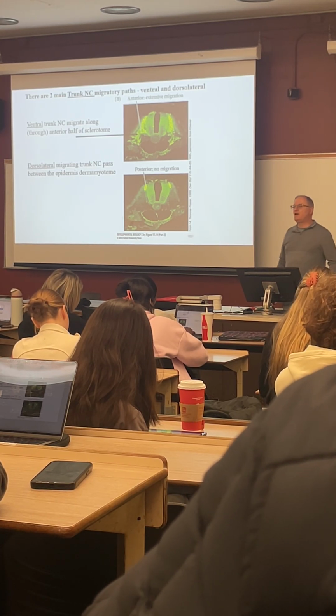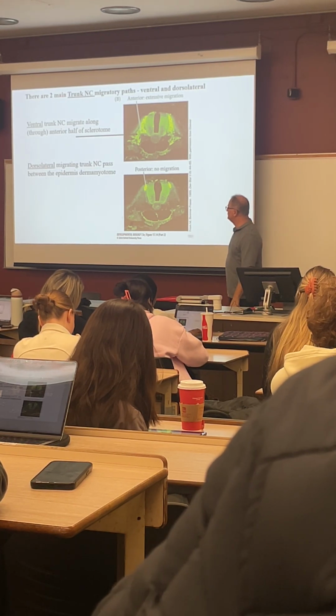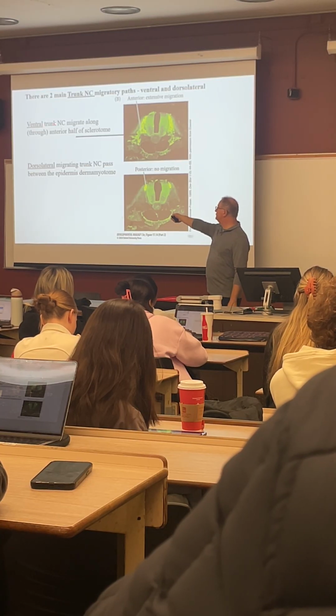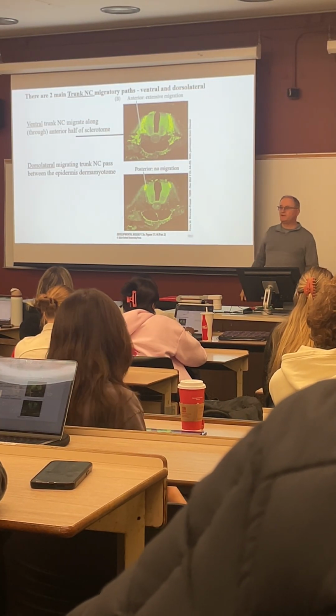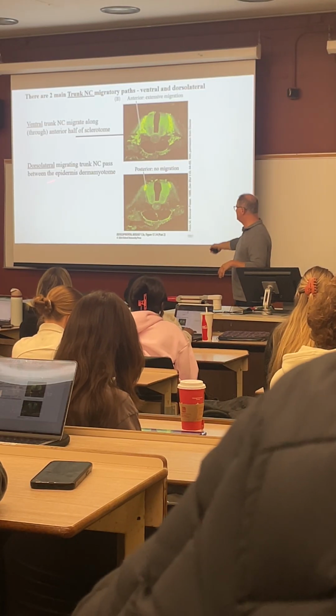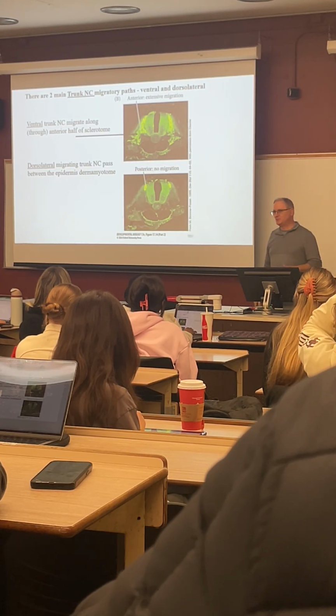When they migrate away, they take two different routes. They take a ventral route or a dorsolateral route. Okay, so we'll look at this route in four different ways. So this is one way to do it, but we'll do it several times.